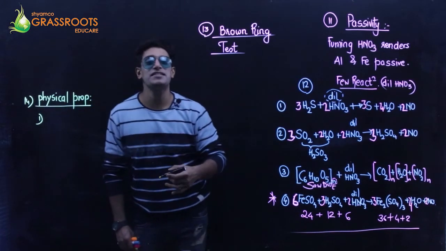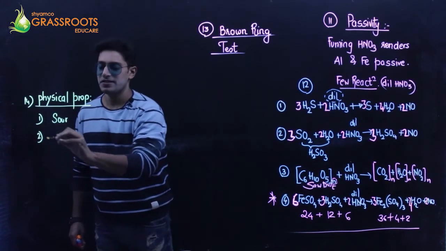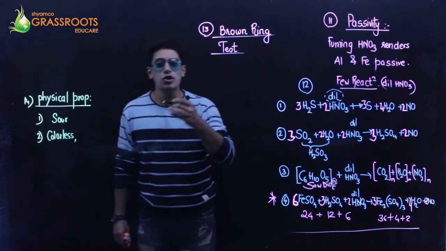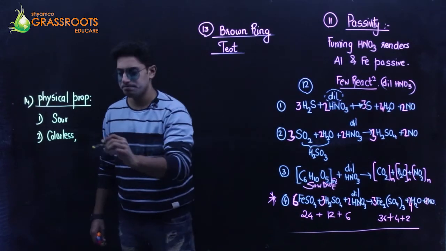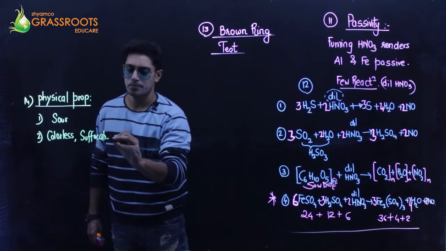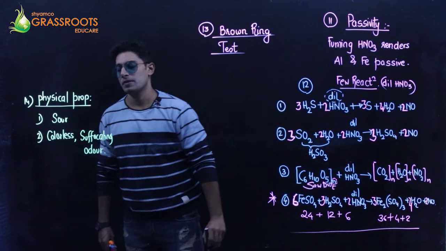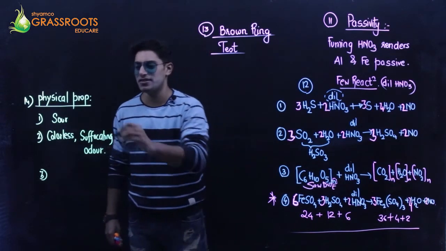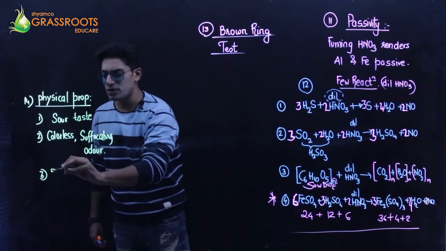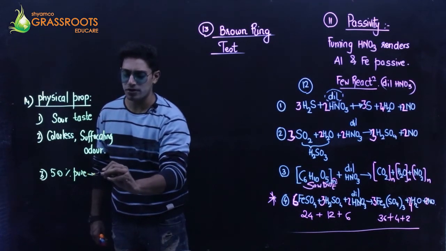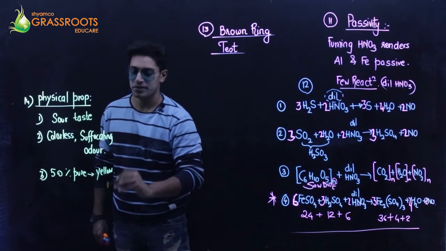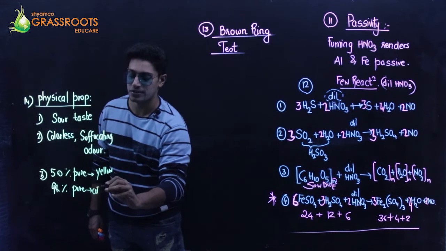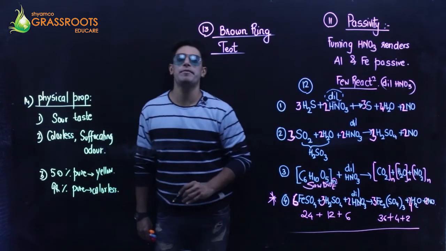Okay, can I say first, nitric acid is an acid, so it is sour in taste. Second, it is colorless. If you talk about the odor of nitric acid, it is a suffocating odor. What else can you talk about nitric acid? It is colorless, it has a suffocating odor, it is sour in taste. It is only 50% pure, and that is the yellow colored nitric acid, with a yellowish brown tinge, and 98% pure is fuming nitric acid, which is colorless. That's all you need to remember about the physical properties.